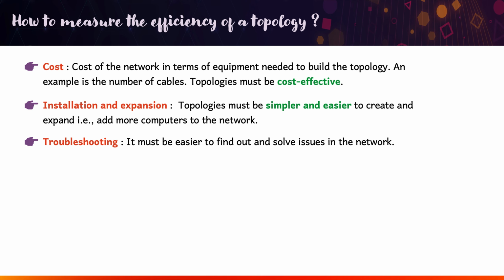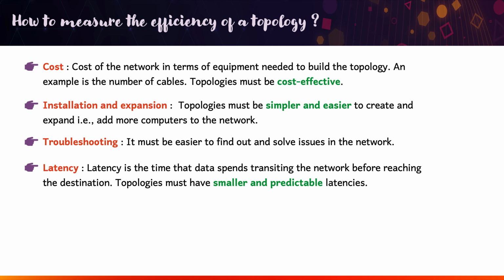The third point is about how easy it is to troubleshoot. Let's say we have a topology and the computers are communicating with each other, and suddenly there is a problem. We need to know why there is a problem and what caused it, and how easy it is for us to find out where the problem is and address it. Some topologies offer a very quick and easy way of finding out where there is a problem. In some topologies, it is very difficult to find out where the problem is. So ease of troubleshooting is a definitive metric.